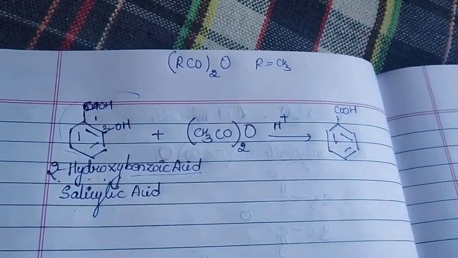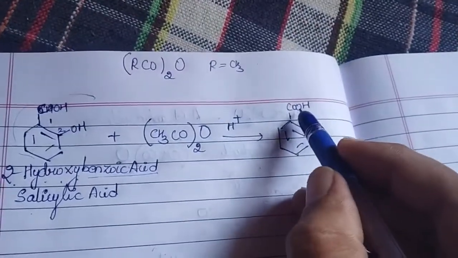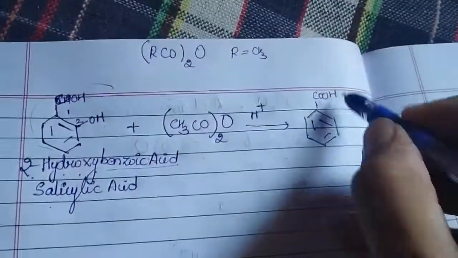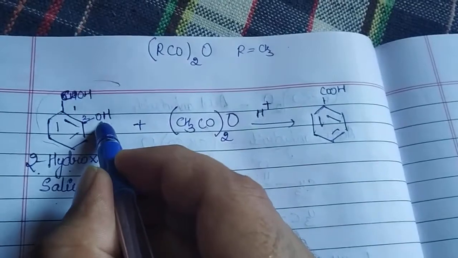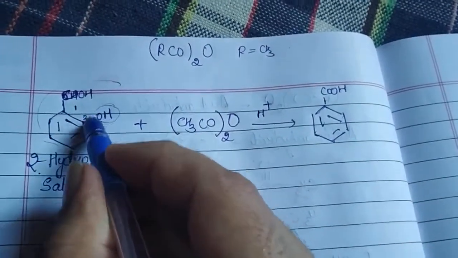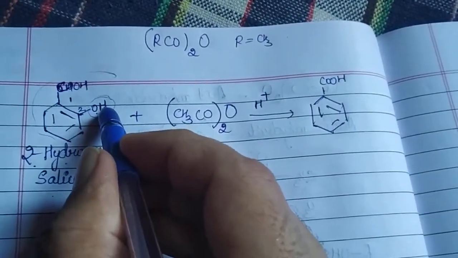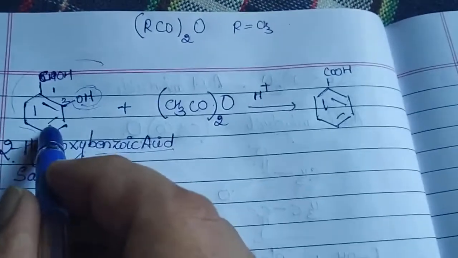COOH is there itself. No matter. Now what are you going to do? Acetylation again, on the OH group. This is the alcoholic group. On the alcohol group, again an acetyl group should come and attach.